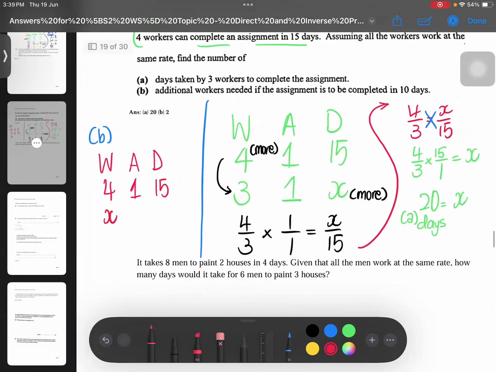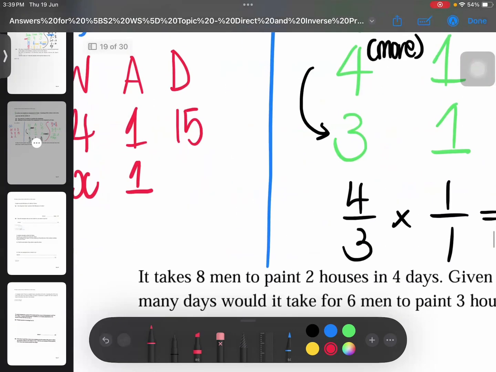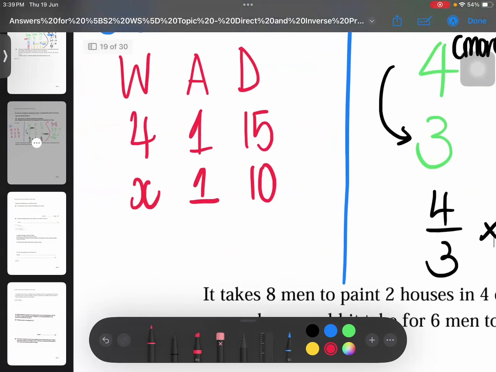Agree or disagree? If the assignment is still 1, to be completed in how many days? 10 days, right? So now my question to you is this. When the number of days needed to complete an assignment drops, do you think I need more people? I say this again. You see, 15 dropped to 10, right? Now I am on a time crunch. Am I making sense? So I'm trying to get more people, correct? So this has to be more.